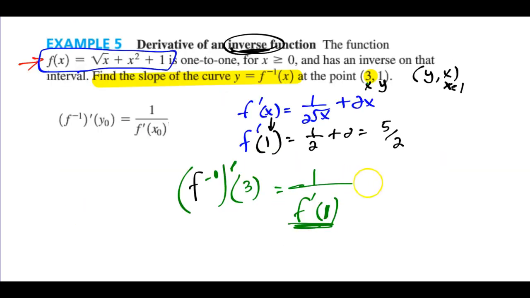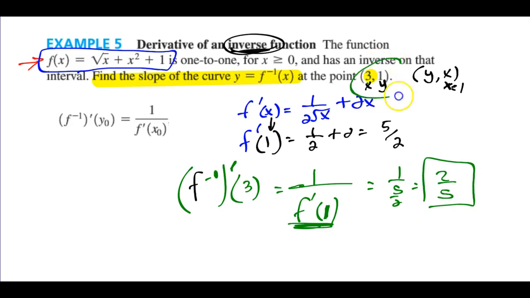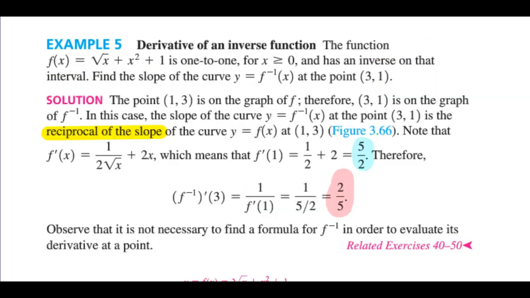I think this is right. So let's see. 1 over 5/2 turns out to be 2/5. And so the only tricky part is maybe right here, this little thing right here. We have to remember to plug in the y instead of the x because it's an inverse function. And yep, the author says the same thing. And he might explain it just a little bit better than me.